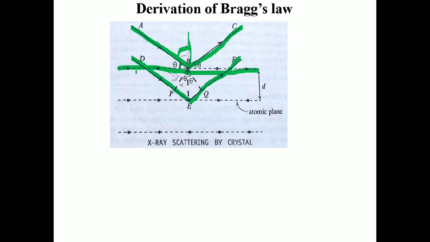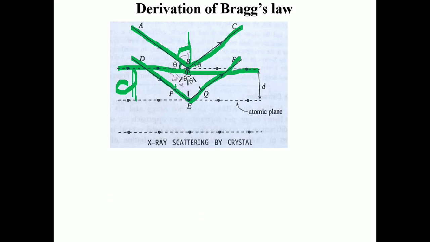And here the interplanar distance is taken to be d. This is already shown here. These two X-rays are scattered or diffracted. Both are similar phenomena. So the diffracted beams are moving towards C here and F in the other case.